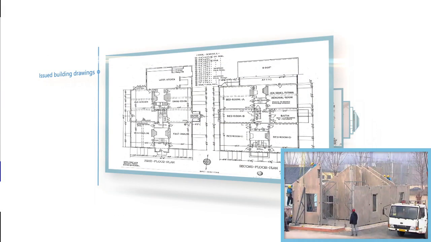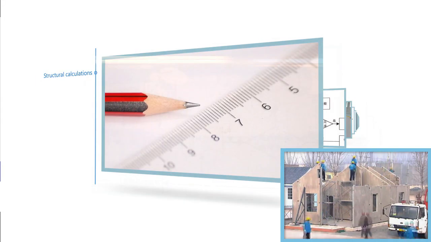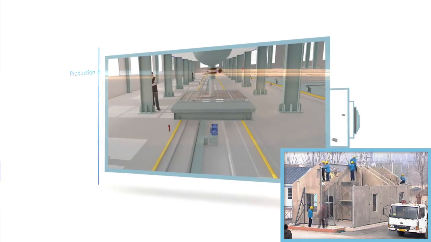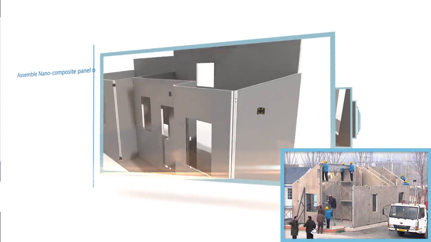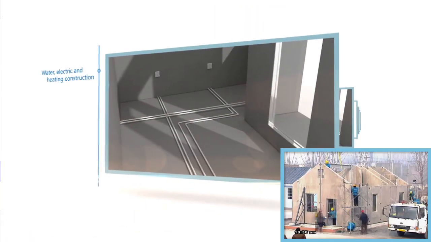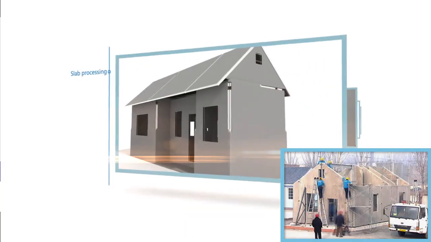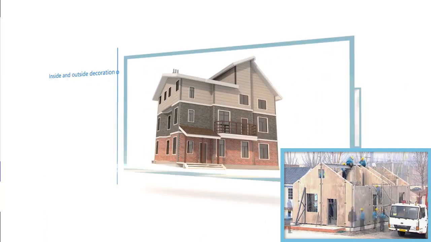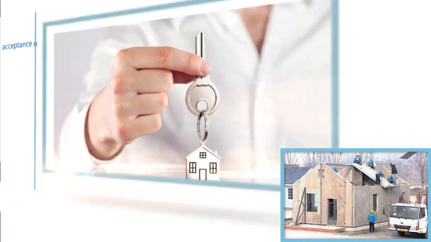Building drawings, product decomposition design, structural calculations, drawings of production and process, production, foundation construction, assembling nanocomposite panels, water, electric, and heating construction, floor construction, slab processing, adding decorative building parts, inside and outside decoration, check and acceptance.